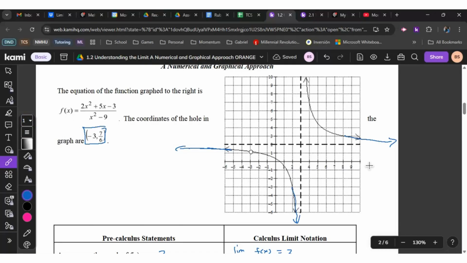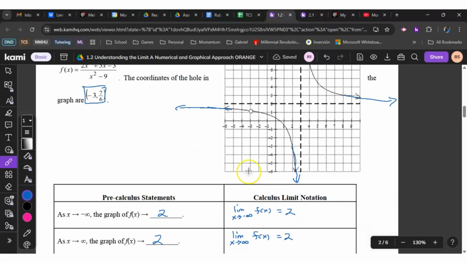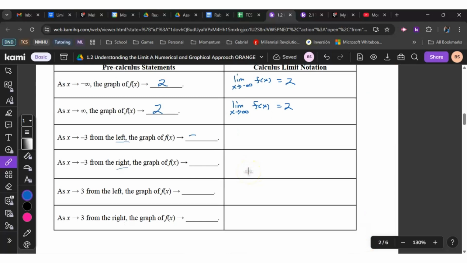So as we go down here, what am I getting to? We're getting to -3, and what's the y getting to? Negative infinity. And then here, as x approaches -3 from the right, what are we going to? Infinity, right? So from the left, we approached negative infinity. From the right, we approached infinity. Okay? What does that mean about the limit at negative 3? Does it exist?